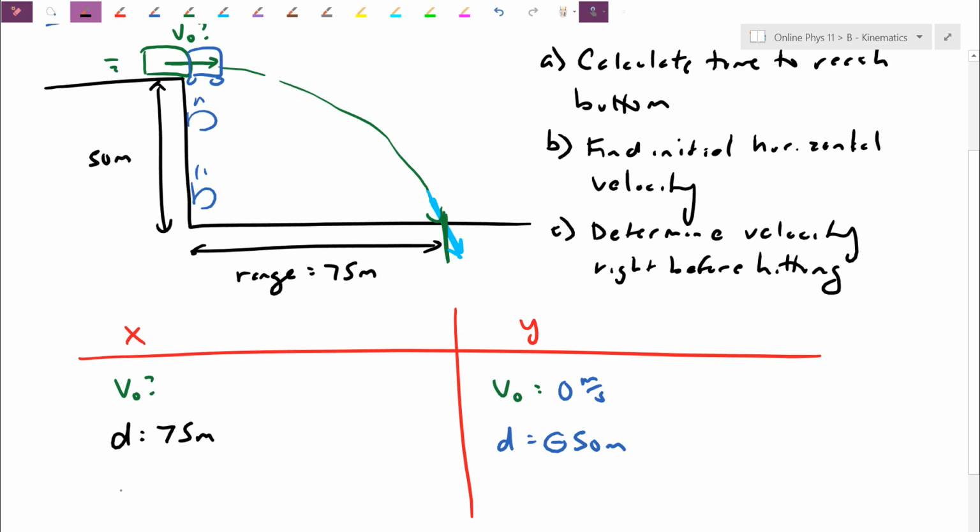In terms of the accelerations, remember we said no x acceleration. So this one assumes that there's no air resistance. I'm going to pull up a quick simulation later on just to show you in case there is air resistance, how it might change things.